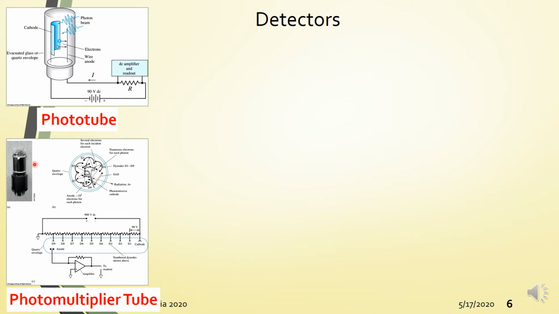And this is one of the most sensitive photon detectors, and it's commonly used in fluorescence detectors, and even AES. So equipment that requires higher sensitivity would usually choose photomultiplier tubes.